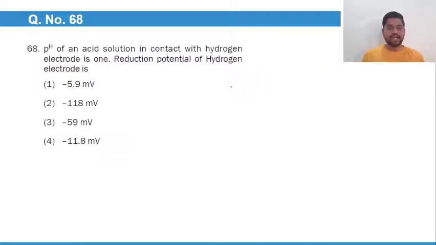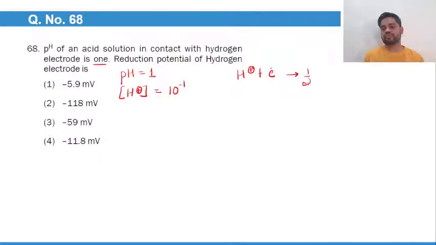Okay. 68. pH of an acidic solution in contact with hydrogen electrode is 1. Okay. So we are given pH is equal to 1. We need to calculate reduction potential of hydrogen electrode. If pH is equal to 1, we can easily say that concentration of hydrogen is equal to 10 raised to minus 1. Right. Now talking about reduction potential, we know that hydrogen plus ion will take 1 electron to give you half mole of hydrogen gas, right?